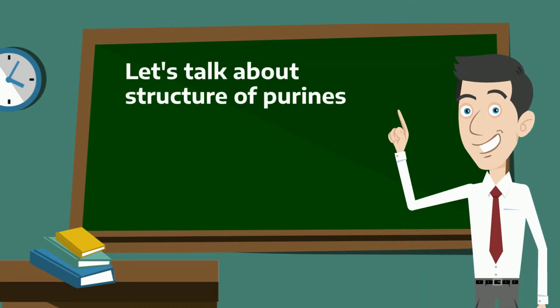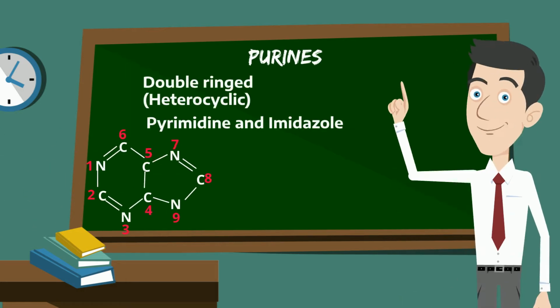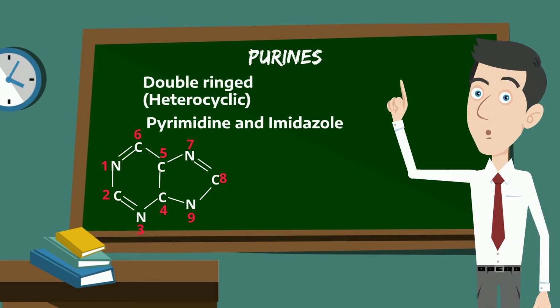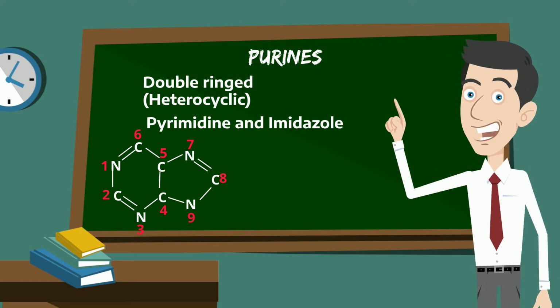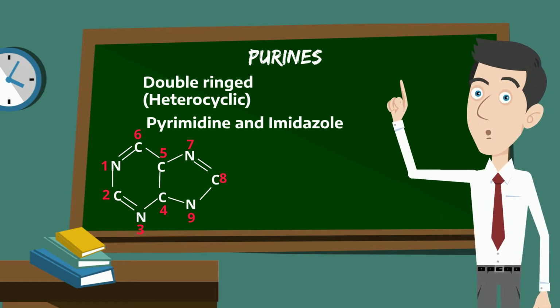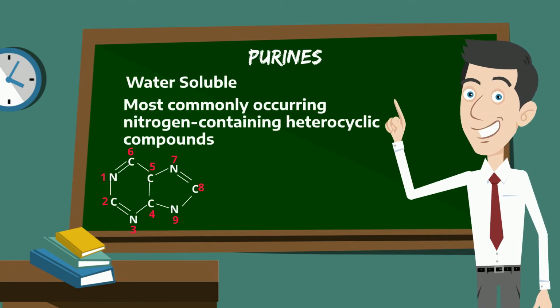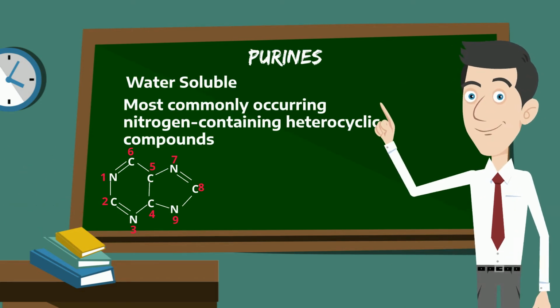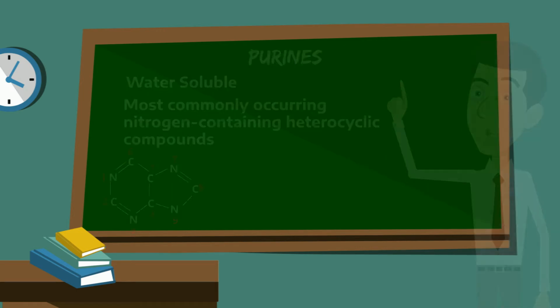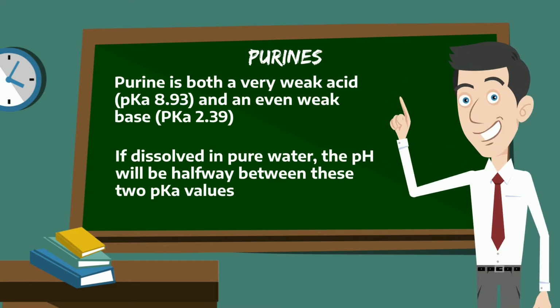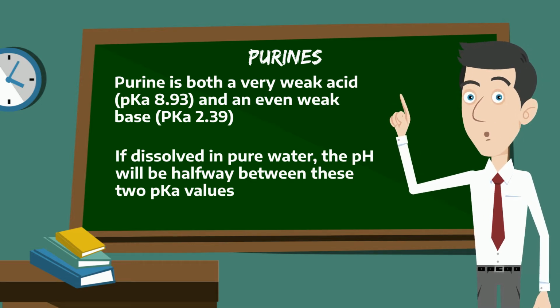Let's talk about purine structure. They are heterocyclic aromatic organic compounds that consist of 2 rings, pyrimidine and imidazole, fused together. Purines are generally water-soluble, and they are the most commonly occurring nitrogen-containing heterocyclic compounds in nature. Purine is both a very weak acid with a pKa value of 8.93, and an even weaker base with a pKa value of 2.39. If dissolved in pure water, the pH will be halfway between these 2 pKa values.